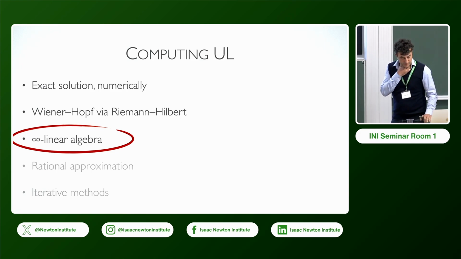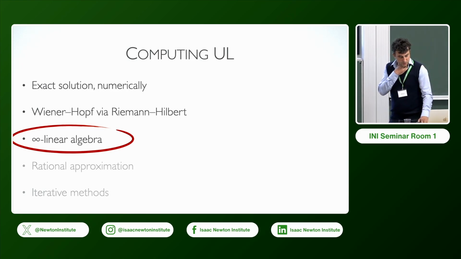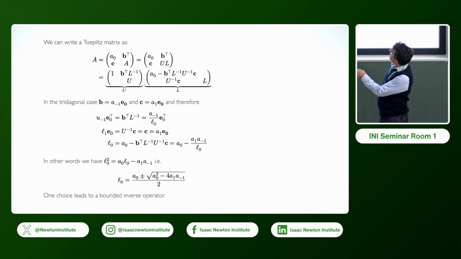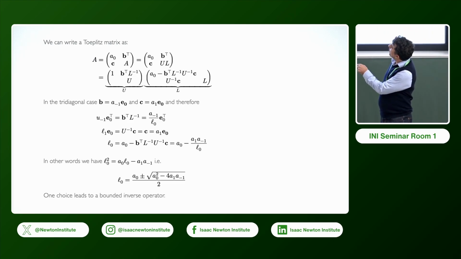Okay. So instead, we can think of an infinite linear algebra approach. What I mean by this is we can take our Toeplitz matrix and write it in this form where A is embedded inside itself. Suppose we know the UL factorization for A. We can pop that out. This is our new U. This is our new L.